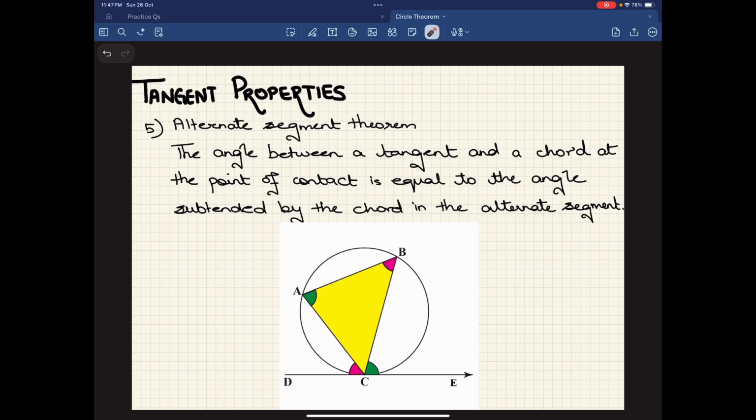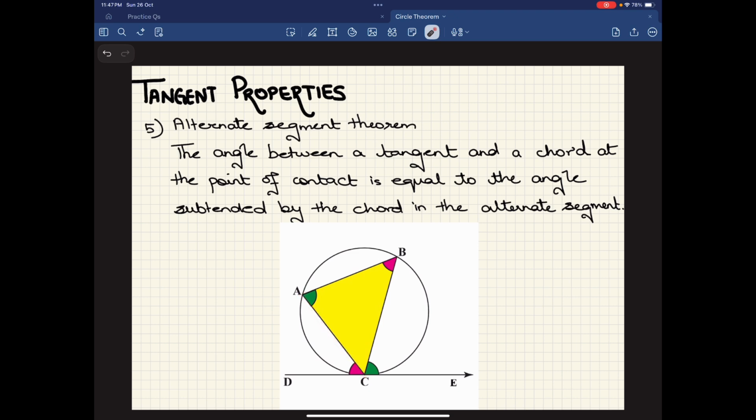Now, before we try and understand this property, let's make sure that we understand the key vocabulary terms used in this theorem. What is a tangent? A tangent is a line that touches the circle at one point. So line DE is touching the circle at point C only. What is a chord? A chord is a line which is connected by 2 points on the circumference of the circle. Any 2 points, for example, A and B, are connected through the chord AB. Points A and C are connected by the chord AC.